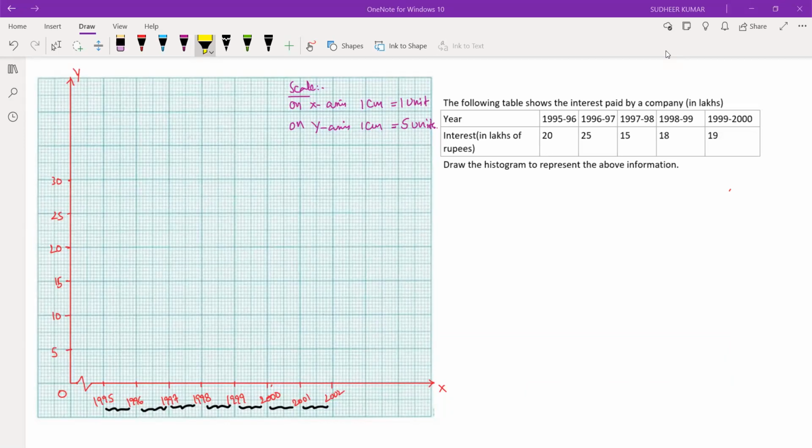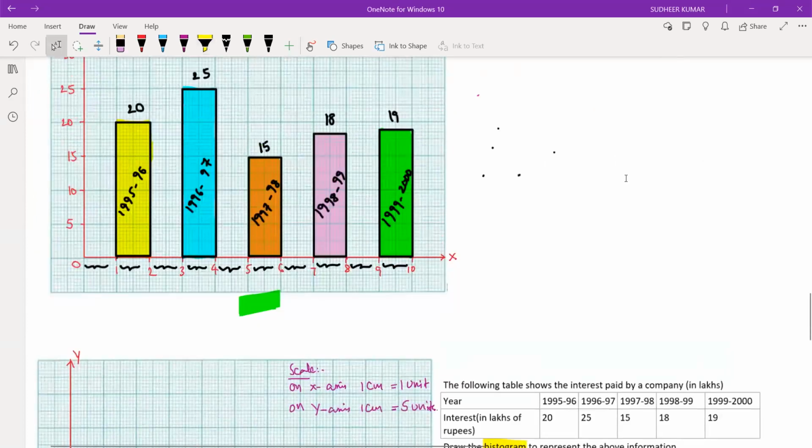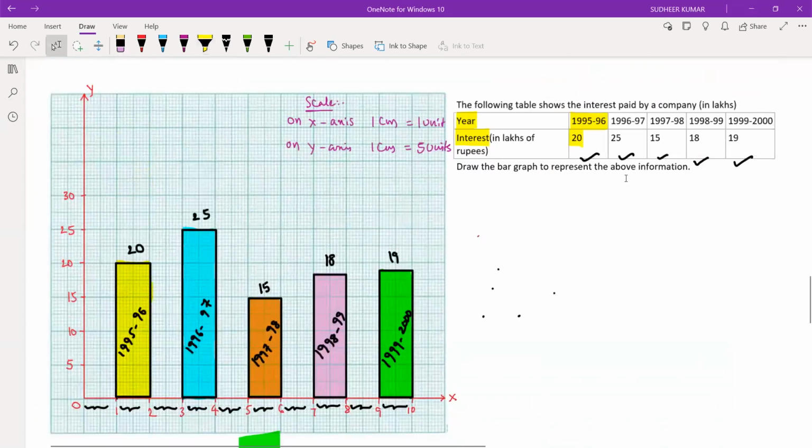So I'll draw the histogram of the given information. There is a small difference between the bars and the histogram. A histogram also consists of bars, whereas in the bar graph there is a gap between the bars, right? When there is no gap between the bars, then we call it a histogram. That's all. Let's draw the histogram for the given data.